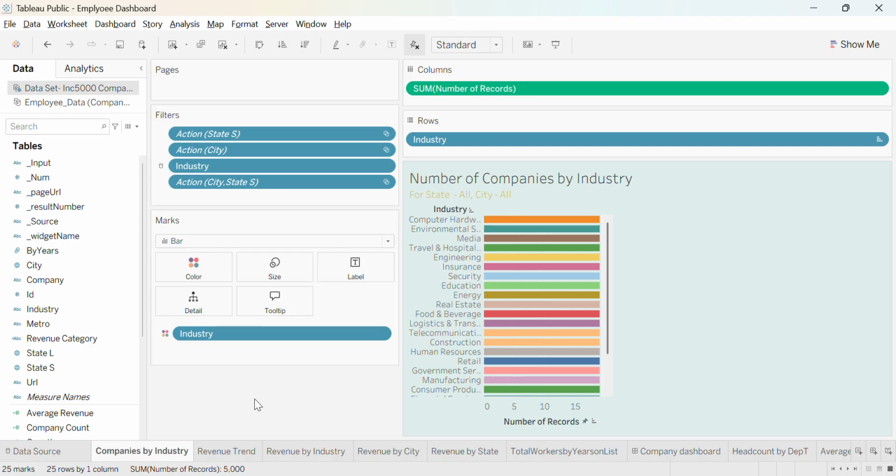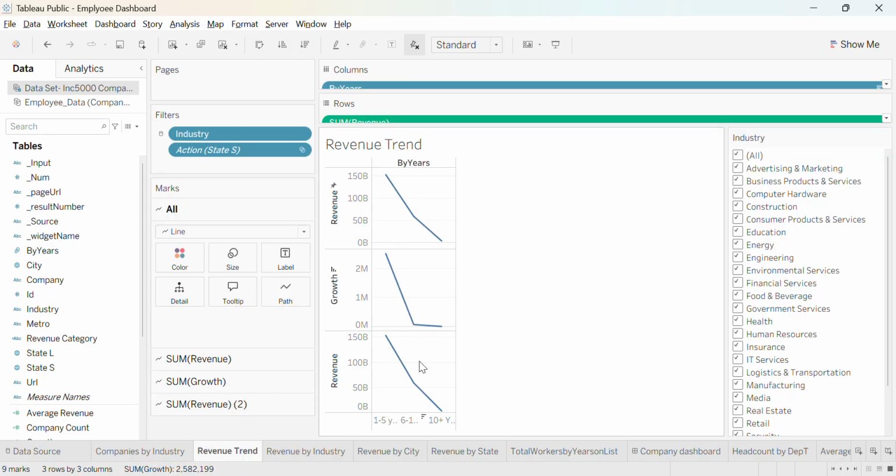Second chart is revenue trend. This is a multiple panel line chart showing the revenue over time. I grouped the companies by how long they have been on the business list: 1 to 5 years, 6 to 10 years, and 10 plus. The finding here is very interesting.